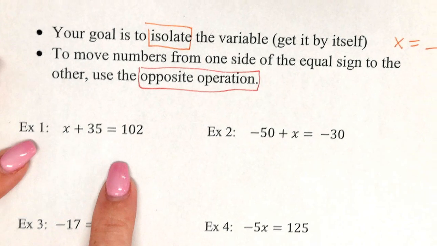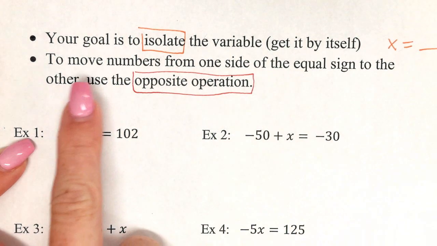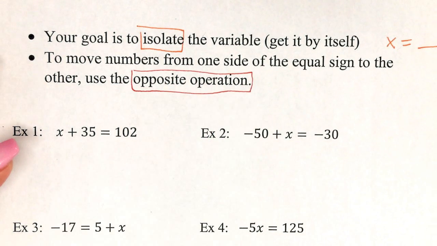All right, to solve an equation, move numbers from one side of the equal sign to the other by using the opposite operation. So let's talk about what the opposite operation is. What is the opposite of add? Subtract. What is the opposite of subtract? Add. What is the opposite of multiply? Division. What's the opposite of division? Multiplication. What is the opposite of a negative? A positive. So you're looking at how you're going to get rid of it based off of those opposite operations.